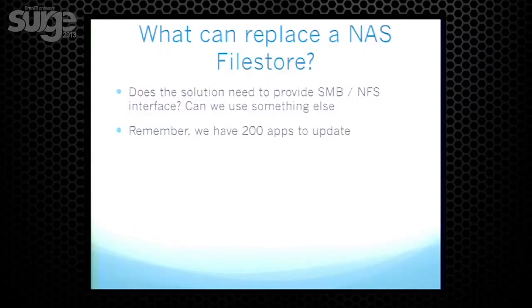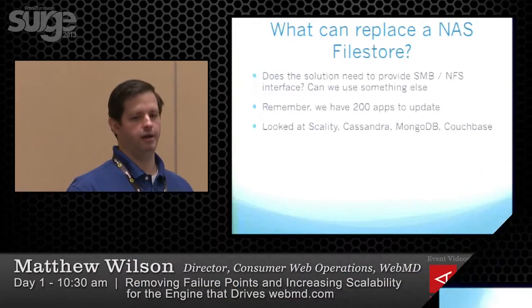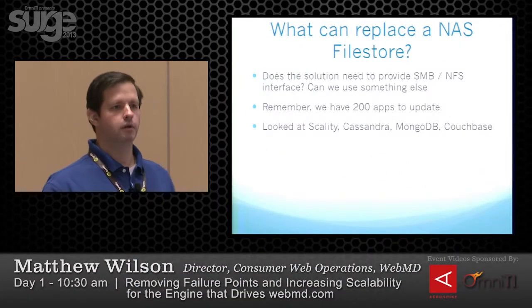But we started asking some fundamental questions: do we still need to use SMB or NFS to access the content? If we choose a different access method, then we have 200 apps that will need to be updated. So as part of the scalability team, that's what we called ourselves, the operations and development folks, we had to look at different data stores.